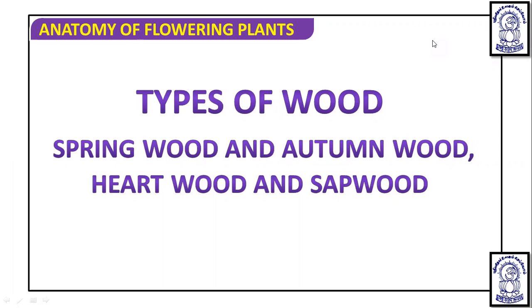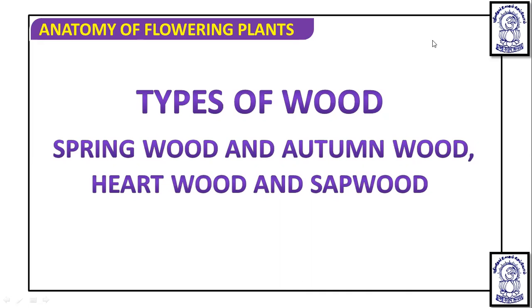Dear students, in the previous class, in continuation of this chapter, anatomy of flowering plants, we covered the secondary growth in dicot stem. In that, we have already discussed the formation and activity of vascular cambium as well as cork cambium. When the activity of vascular cambium occurs, the secondary xylem is formed, and this secondary xylem is known as wood.